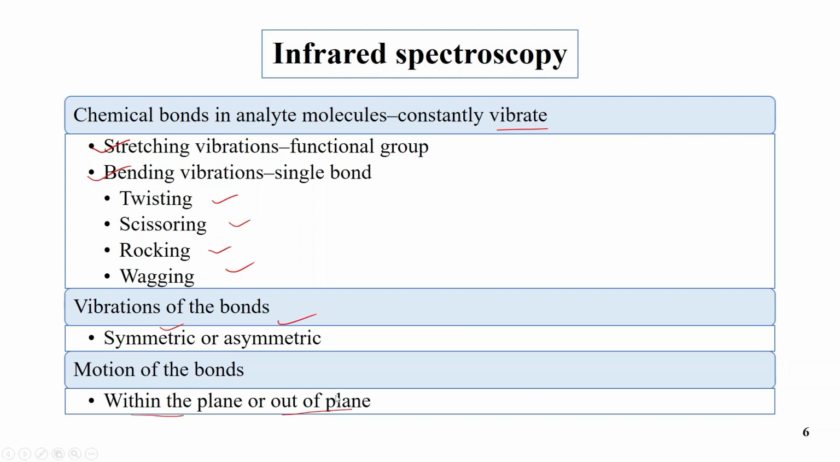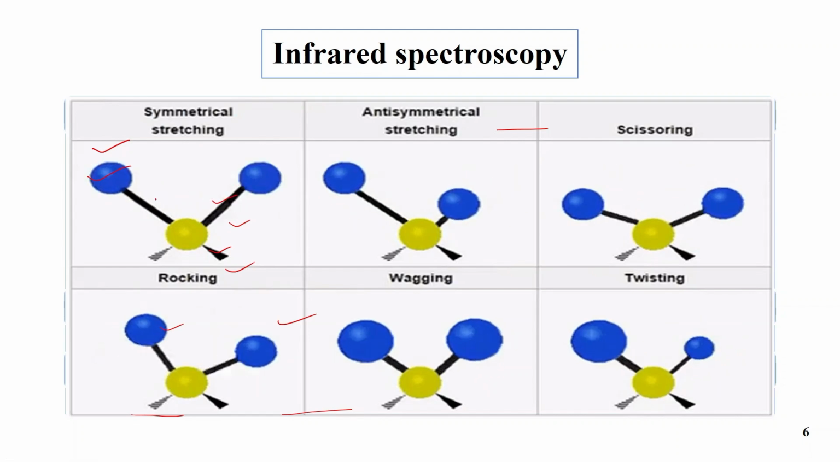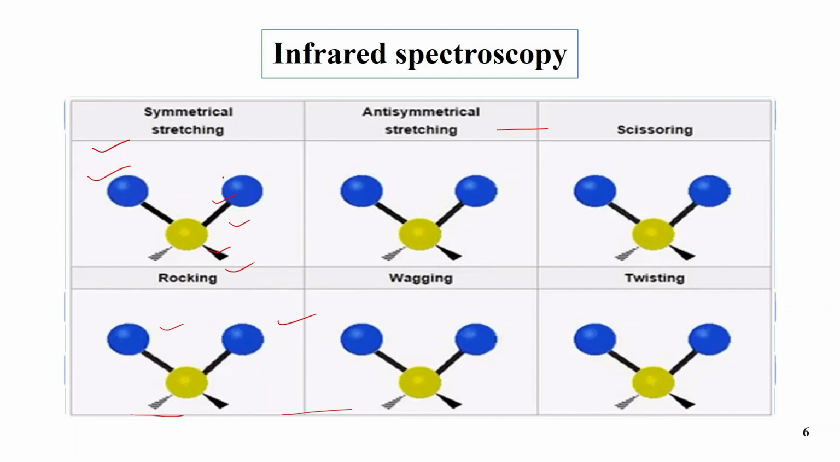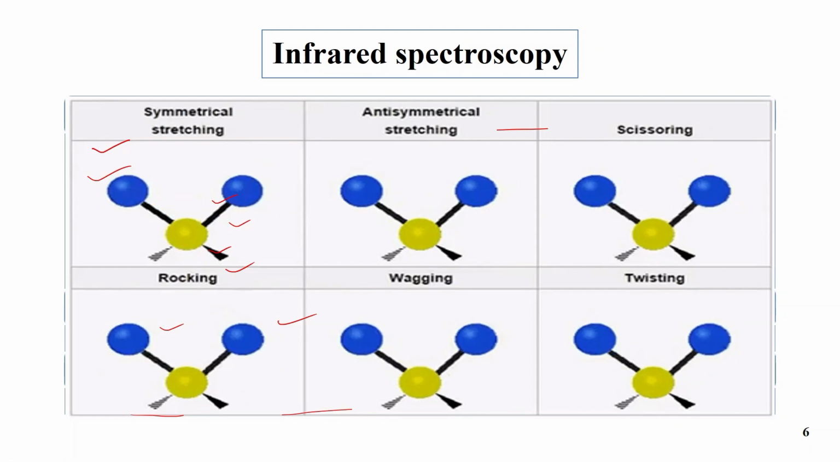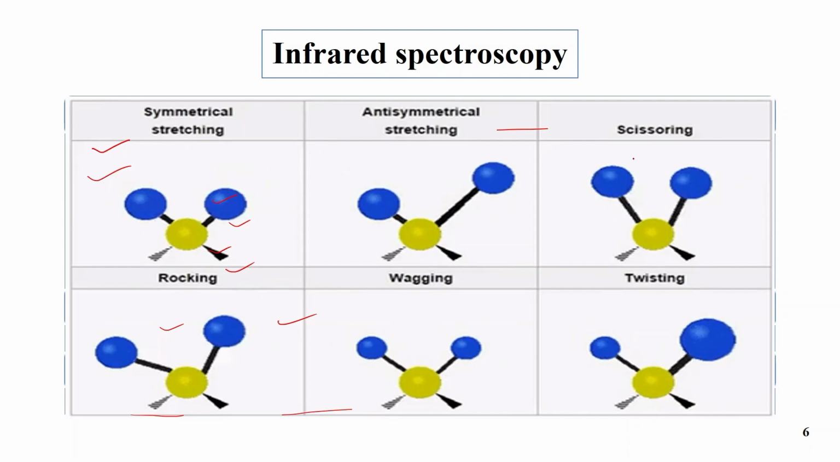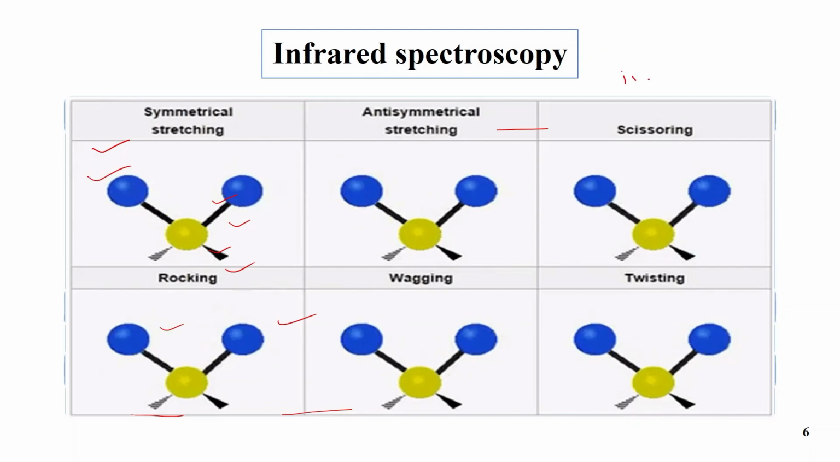Here we can see that this is a symmetric stretching. In the first one, it is symmetric stretching because both atoms are moving together. In the asymmetrical stretching, one atom is going in one direction and the other atom is going in the other direction. Then comes the scissoring. It is like the way we use a scissor; in a similar way, bending vibrations occur, and this is in the same plane.